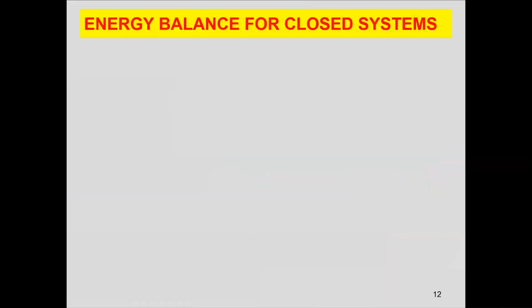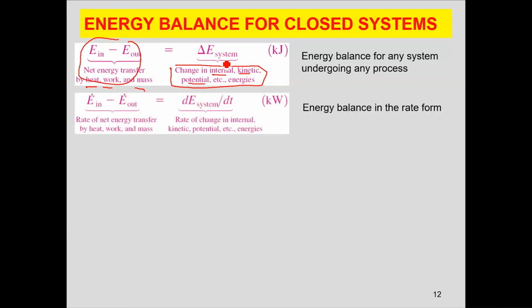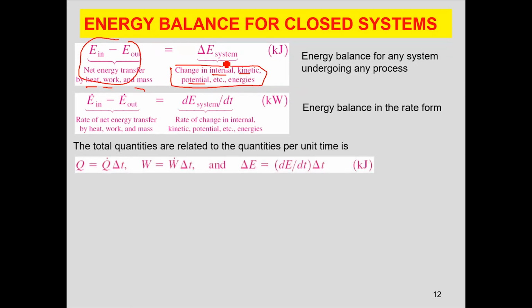All right, you're welcome. All right, energy balance for a closed system. Again you know it is E in minus E out, equals change in energy of the system. This is what is coming into the system and going out of the system in terms of heat, work and mass, and the change in energy of the system is represented by change in internal, kinetic and potential energy. You already know this equation. Similarly, in the rate form you'll have a dot on top of it, and the total quantities are related per unit time.